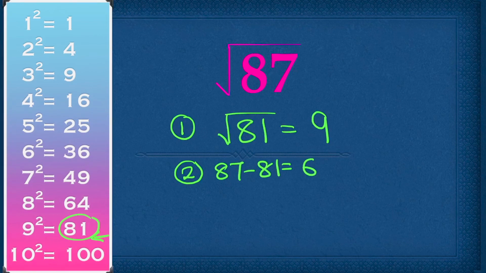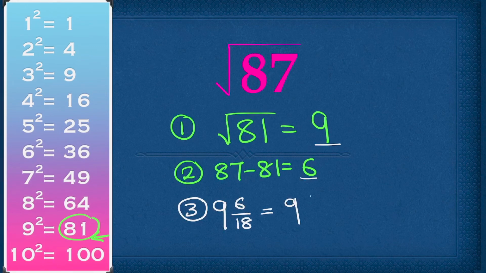So we are going to go on to our final step, which is the third step. In this, we are going to write this 9 as the whole number, and write this 6 as the numerator. To find the denominator, do 9 times 2, which is 18. We can also write this as 9 and a third, and as a decimal, 9.3 approximately. So the answer for the square root of 87 is 9.3 approximately.